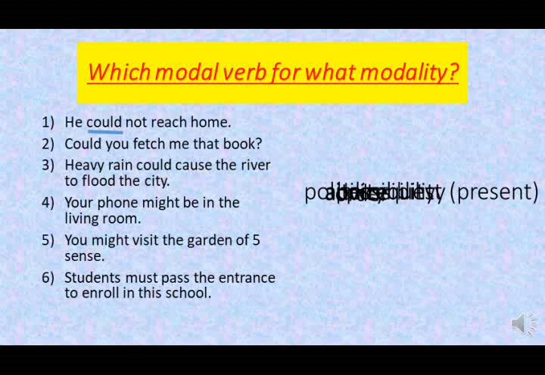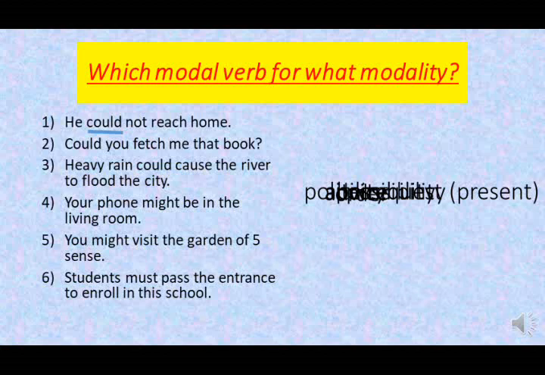Now, as I said, we will see some examples. He could not reach home. Yes, could is a modal verb. But what modality does it show? Yes, it shows the ability of him. He could not reach home. Second one: could you fetch me that book? Yes, again could, but it shows the modality of polite request in a present tense. As I said, could can also be used in the present tense.